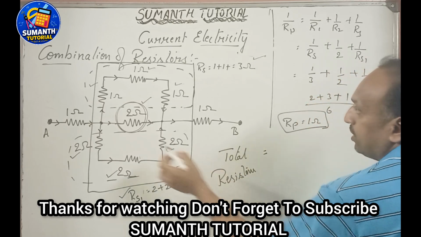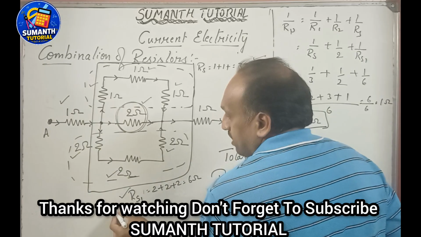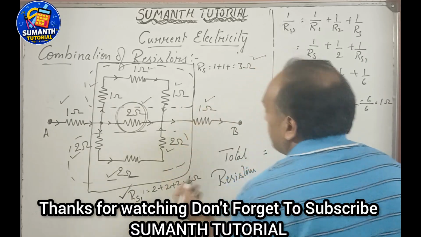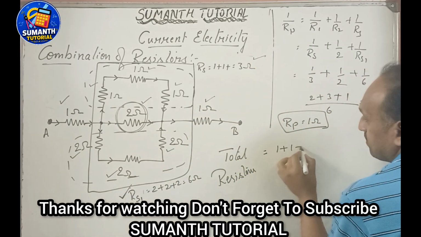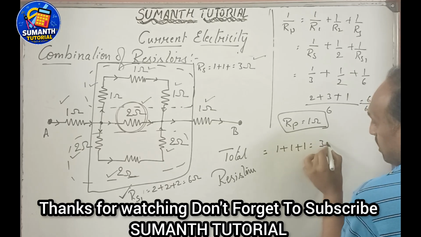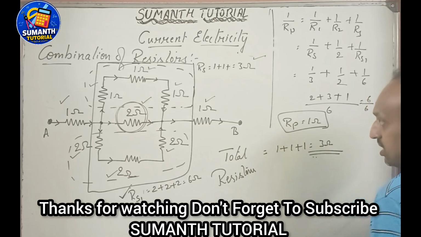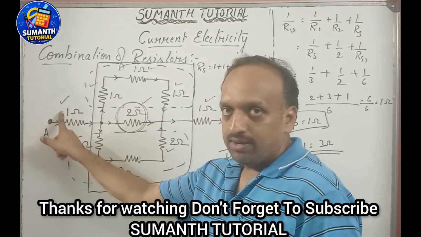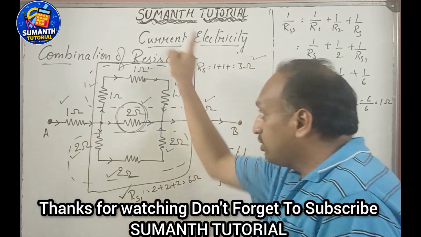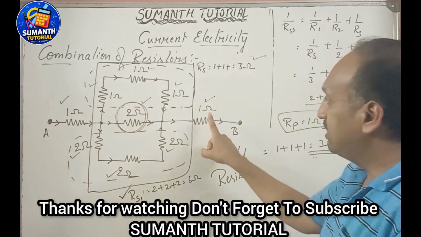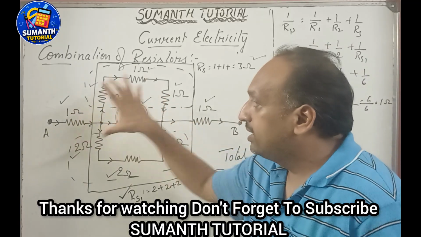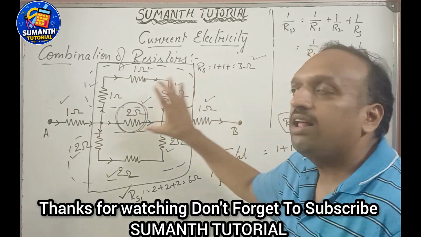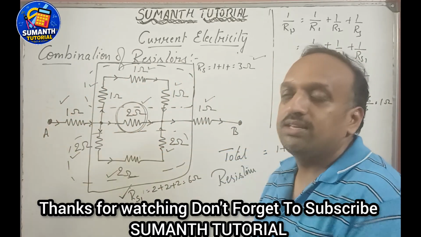The total resistance will be equal to 1 plus 1 plus 1. That's it. It is 3 ohm. Then you may ask the question, sir, how sir 1 plus 1 plus 1? Very simple. First resistance value is 1. This box total value is 1 ohm, and this is 1 ohm. 1 plus this junction plus this, all three are connected in series. Then sum is 3 ohm.